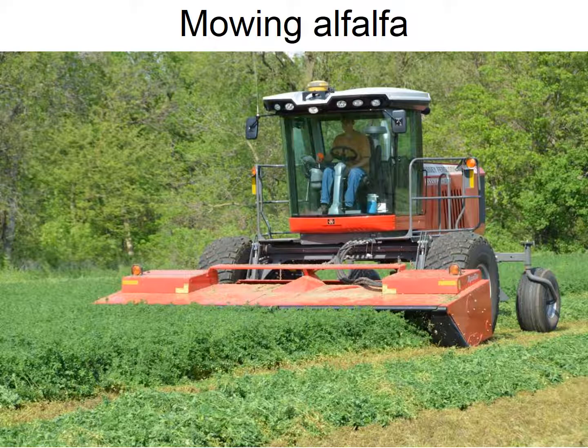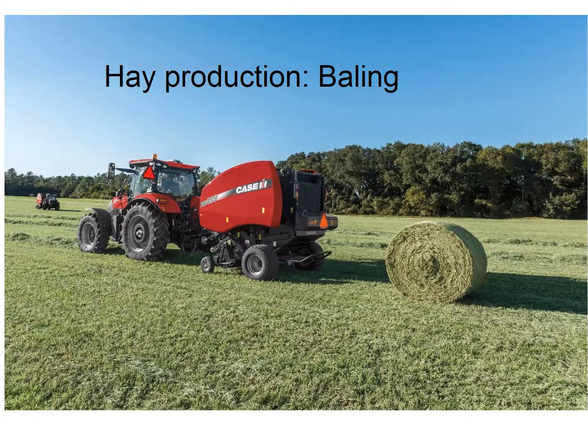This is a machine mowing alfalfa for producing hay. Here we see the cut plants. And here is the final product of hay, which is the bale.